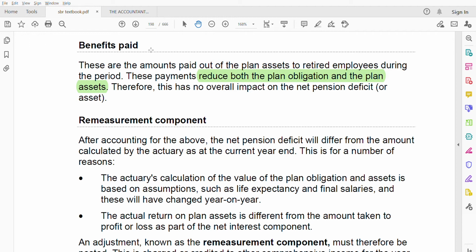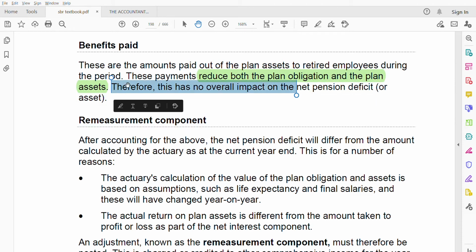So the obligation will reduce. Plan assets, because you are paying out from the plan assets. So the carrying amount in your fund, in your pension account, the plan asset carrying amount will reduce because you have paid from there only to the retired employees. So that's why it will reduce both the plan obligation and the plan assets. Benefits paid, okay? This will have no overall impact on the net pension deficit or asset.